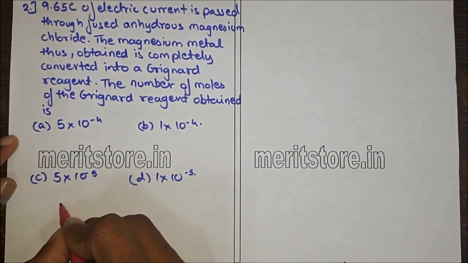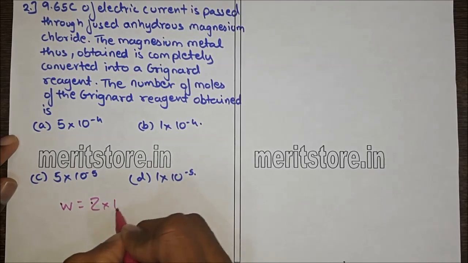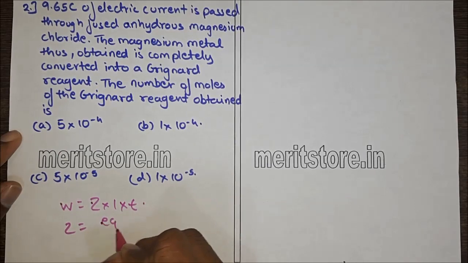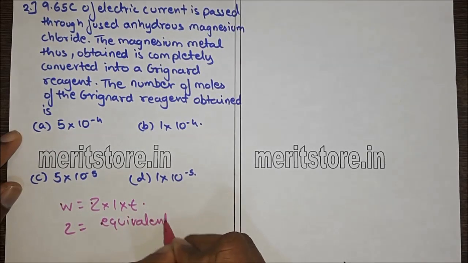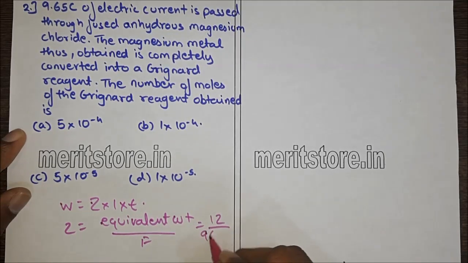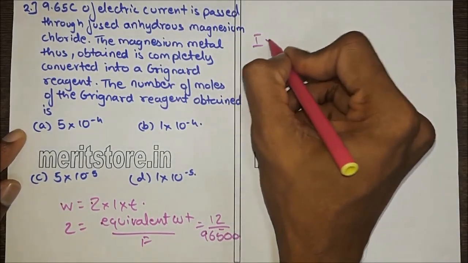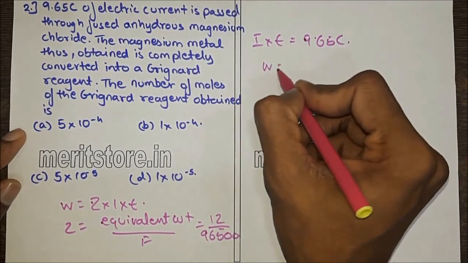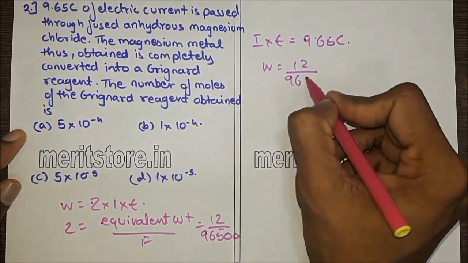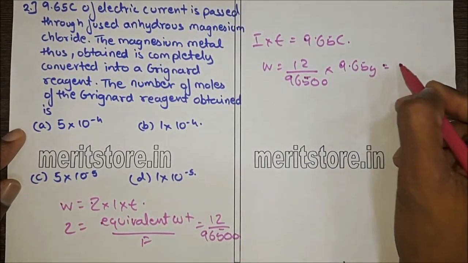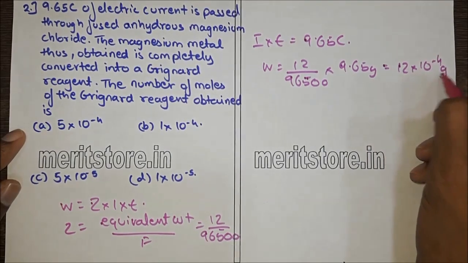So we have W is equal to Z into I into T, where Z is equal to equivalent weight upon F, which is equal to 12 upon 96,500, and I into T equals 9.65 coulomb. So W is equal to 12 upon 96,500 into 9.65 gram, equal to 12 into 10 raised to minus 4 gram.